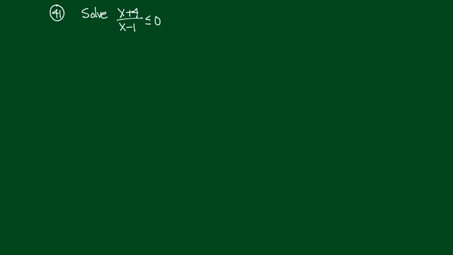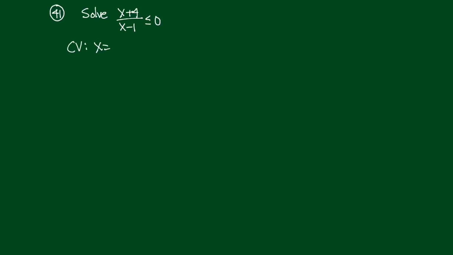In this problem here, we have a quotient, and we're going to look at the critical values. The critical values come from asking what values of x make the numerator 0 and which values of x make the denominator 0. Now this is already factored as much as we're going to factor it. So what are the critical values here?